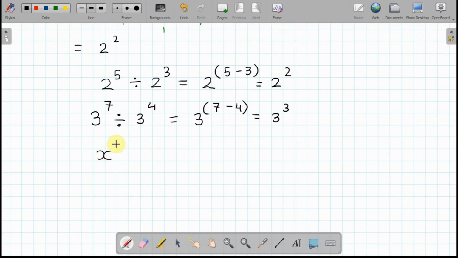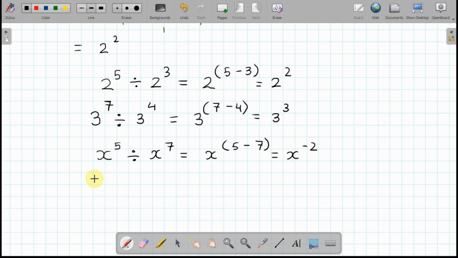Let's do x to the power 5 divided by x to the power 7, which is x to the power 5 minus 7, which will give you x to the power minus 2.